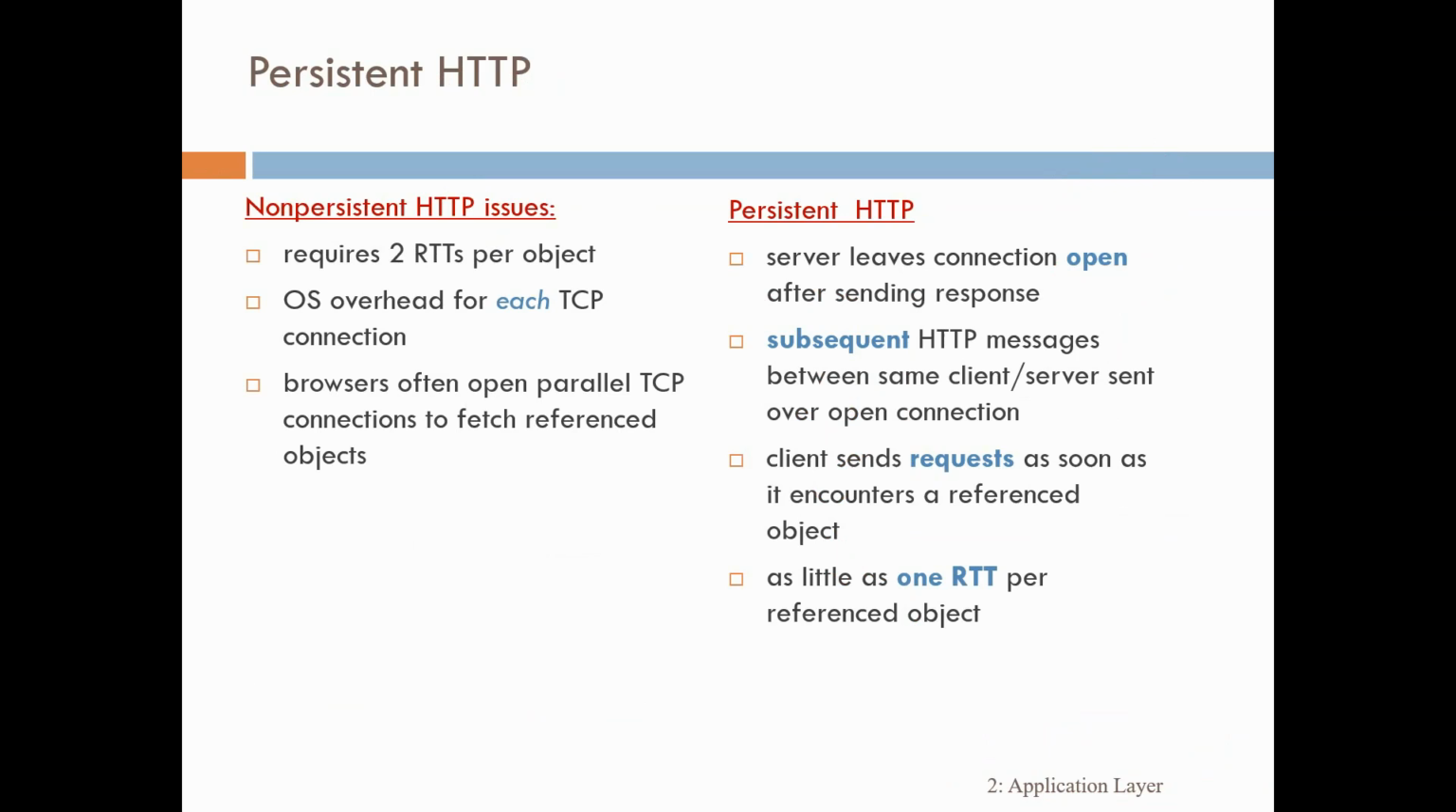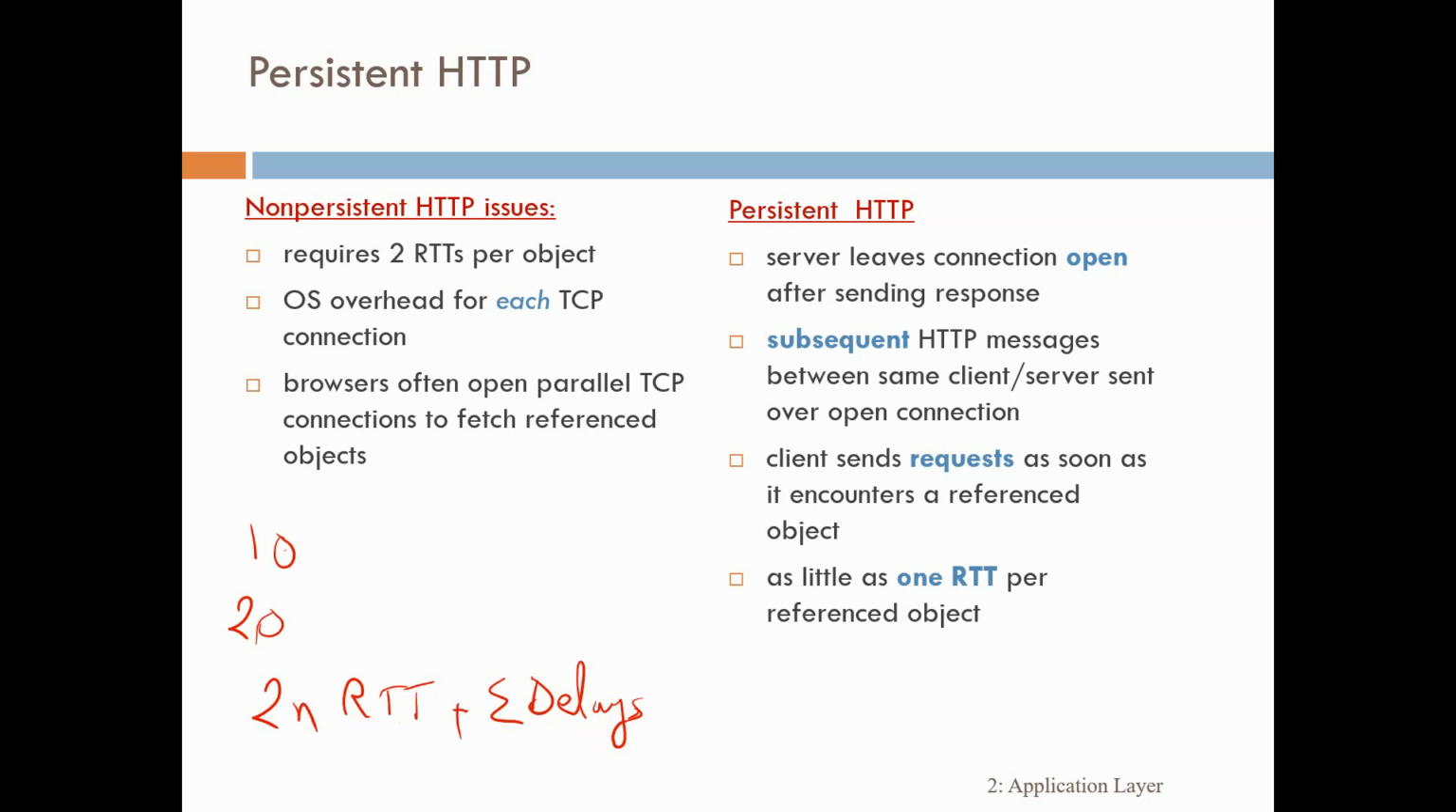That means if you have non-persistent HTTP and you have 10 objects, how many round trip times would it need? It would need 20. You would need 10 round trip times for establishing TCP connections and another 10 for the HTTP request and response. So in short, you would have 2n round trip times plus the summation of the transmission delays for each one of the objects. This is the total delay that you see with non-persistent HTTP.